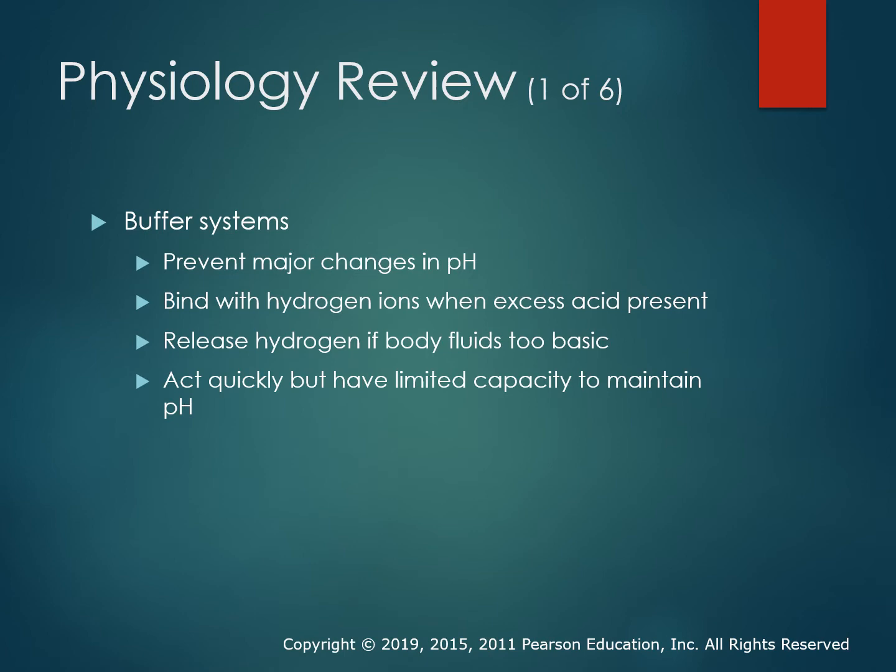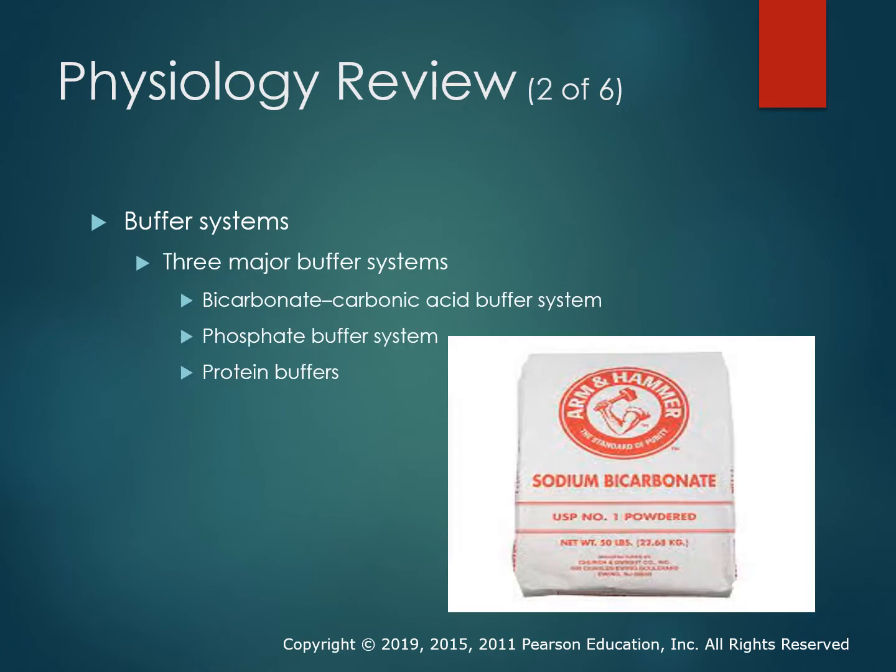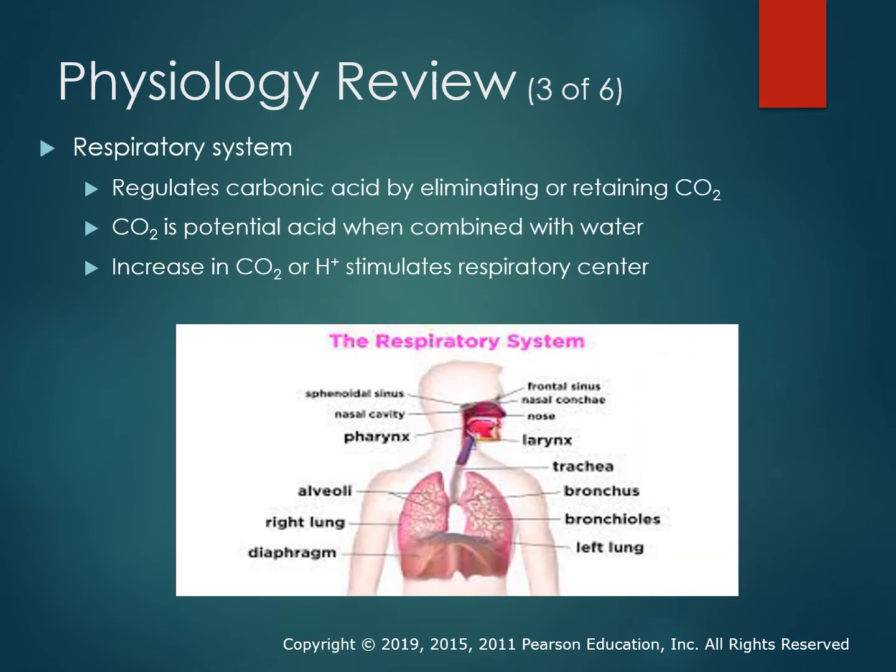So again, here we see that all of this is based on the balance of these hydrogen ions and carbon dioxide and how much buffer is added to balance. If too much buffer is added or not enough, then we are going to be in acidosis or alkalosis. And again, there are your three major buffer systems: your bicarbonate, your phosphate, and your proteins.